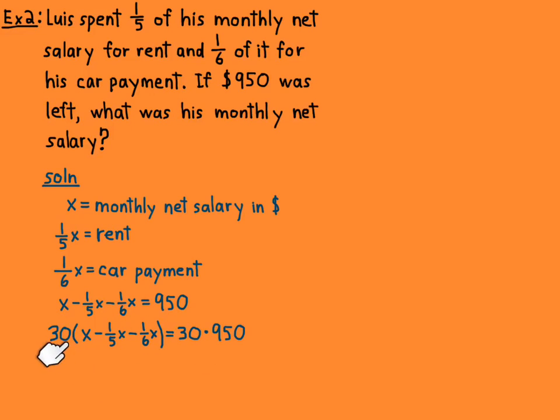And when you distribute this 30, it'll reduce with the 5 and the 6. So you just have integers here. Easier to add. So I got that by distributing the 30. And then on the right-hand side, I just multiplied the 30 times 950. You get 28,500. So I've got 30x minus 6x minus 5x equals 28,500. So I'm going to combine all the x terms. So that's 30x minus 11x. So that's 19x equals 28,500.